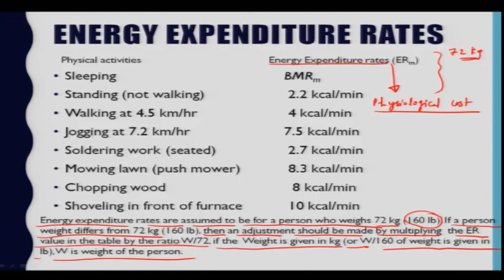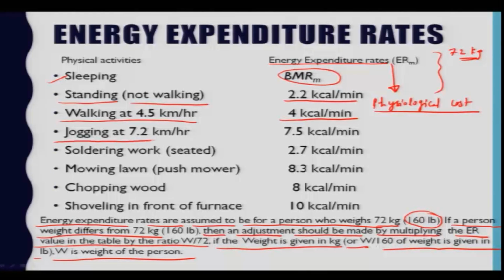So for various physical activities, you can see that if you sleep, your energy expenditure rate is equivalent to the BMR. If you are standing and not walking, your energy expenditure rate will be 2.2 kilocalorie per minute. If you are walking at mild speed, let's say 4.5 kilometer per hour, your energy expenditure rate will be 4 kilocalorie per minute.